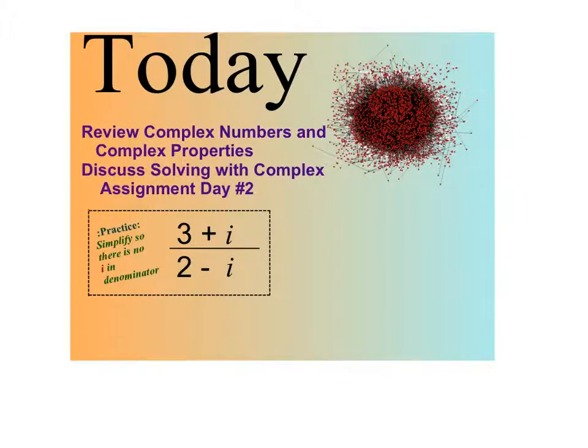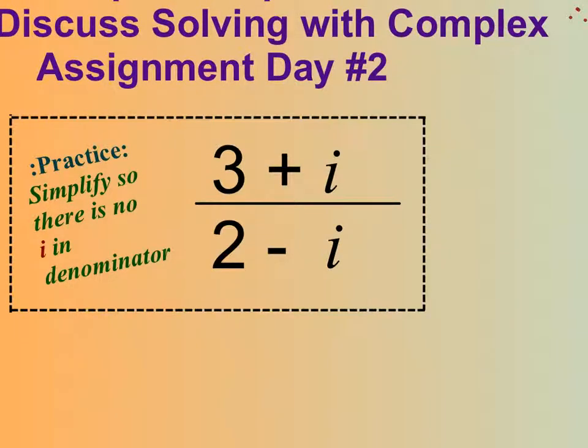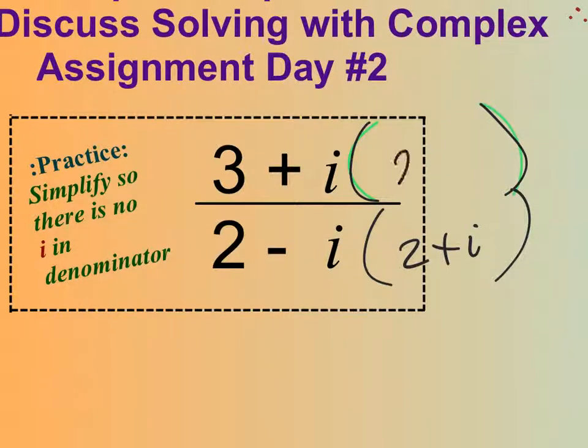Okay, so for today, quick reminder of yesterday. You couldn't leave it that way because it's got an i in the denominator. An i really is a square root, right? You can't have square roots in the denominator, so you'd have to multiply top and bottom by what's called the conjugate. What's the conjugate? You are right, 2 plus i. Don't have to even do this one, just want to remind you that's what you would do.